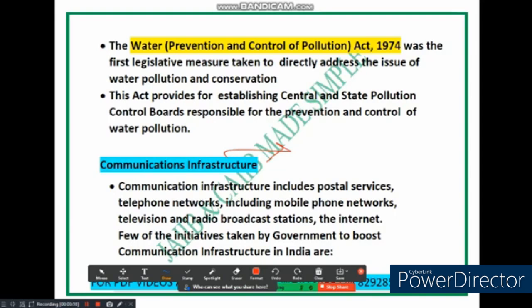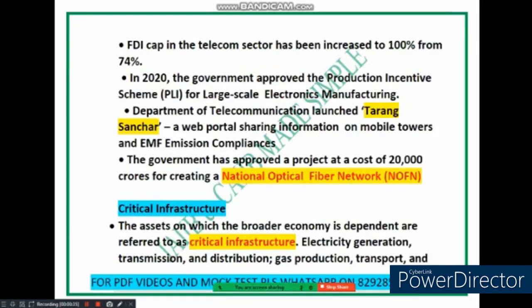So what are the government initiatives? Government initiatives to boost communication: the Indian government has implemented several initiatives to enhance communication infrastructure throughout the country. These initiatives aim to improve connectivity, expand access to communication services and promote digital inclusion. Some examples of initiatives taken by the central government are the FDI cap, BharatNet, Digital India, mobile network expansion, and digital payment.